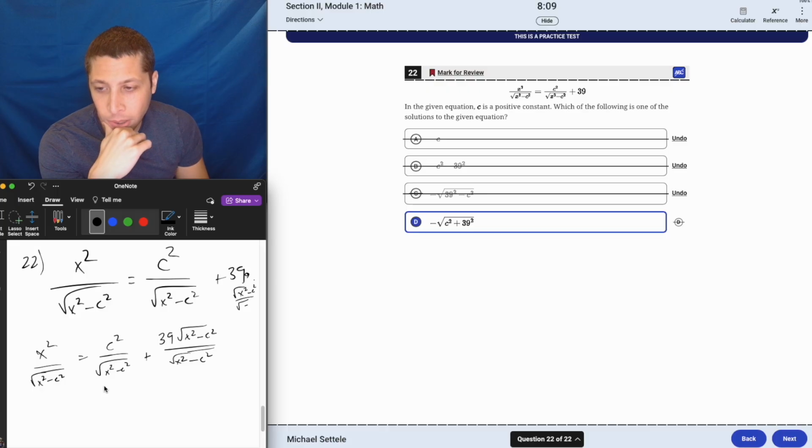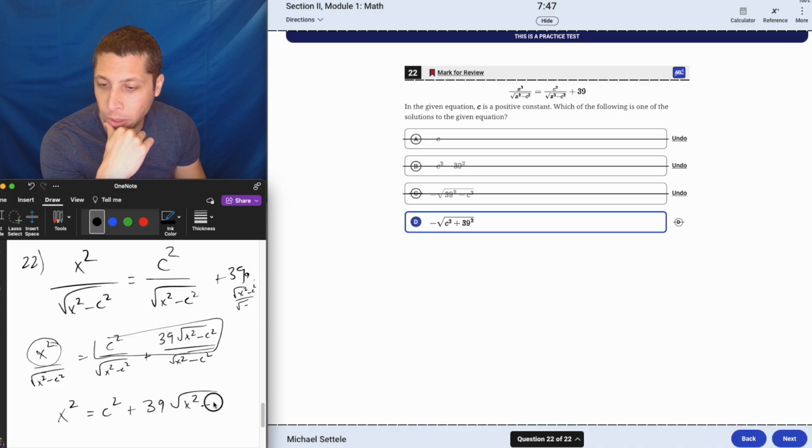Then these can combine because they have common denominators. And then the denominators on both sides are the same. So there's nothing to do other than just say this has to equal this. So x squared equals c squared plus 39 radical x squared minus c squared.